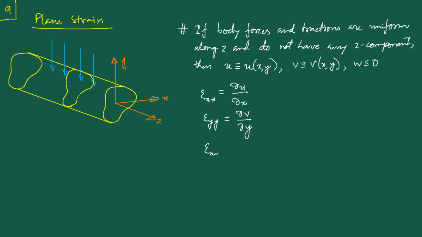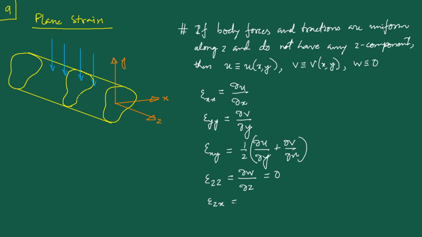Similarly, epsilon xy, which is given by half of del u del y plus del v del x, is also going to be a pure function of x and y. Now epsilon zz, however, is given by del w del z, and since w is 0, the epsilon zz is 0.